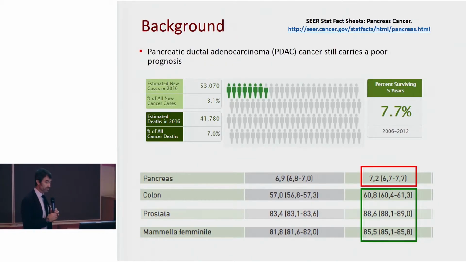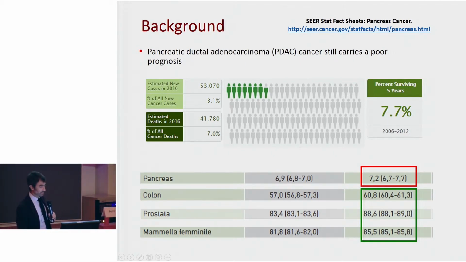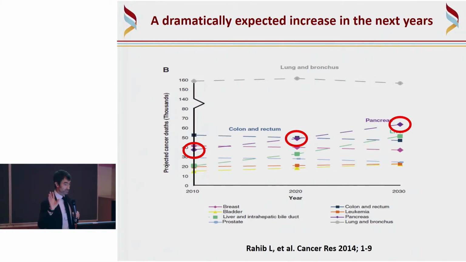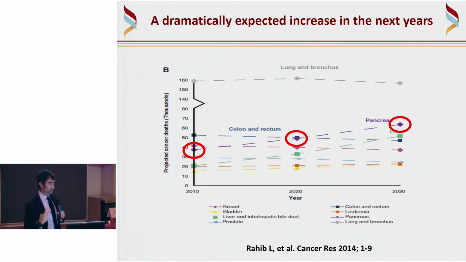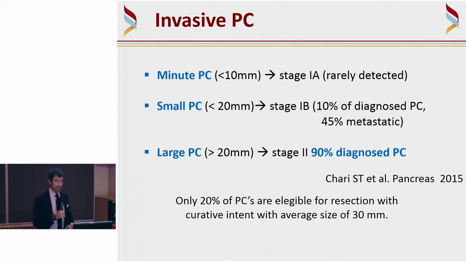Why? Because we know that pancreatic adenocarcinoma is actually the worst cancer in Western countries, with only 7% overall survival at 5 years, and the incidence of pancreatic cancer is increasing. There are data showing that in 2030 pancreatic cancer will probably be the second cause of cancer death in Western countries. And if we look at patients with pancreatic cancer, 90% of the patients that come to our attention have a large pancreatic cancer.